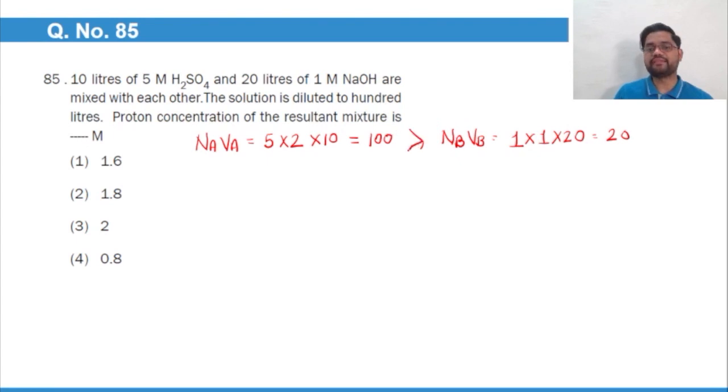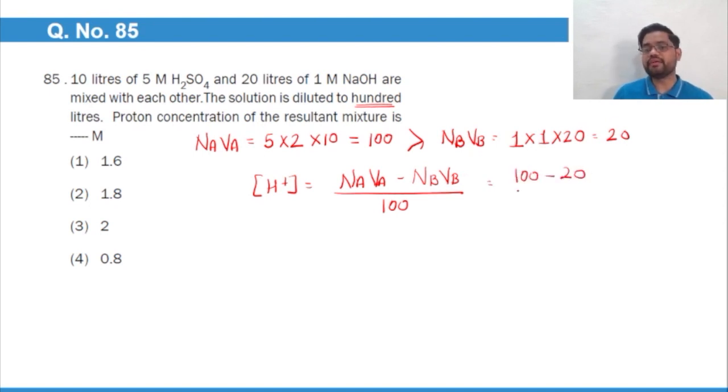So NaVa is greater than NbVb, and hence we get the concentration of H plus ion by NaVa minus NbVb, whole divided by the total volume of the solution. It is diluted to 100 liters, so it is 100. NaVa is 100, NbVb is 20, so that is 80 by 100. That is 0.8. Answer is 4.